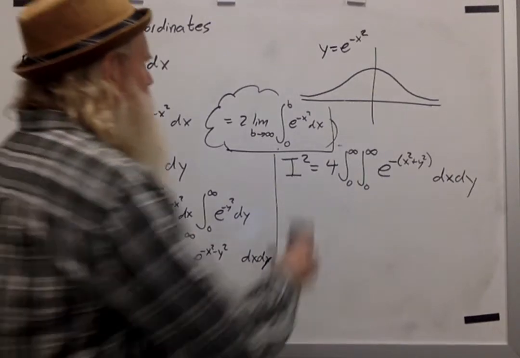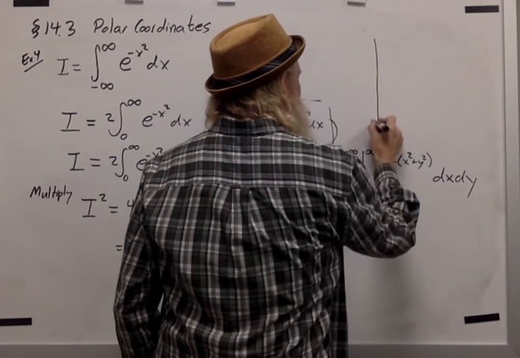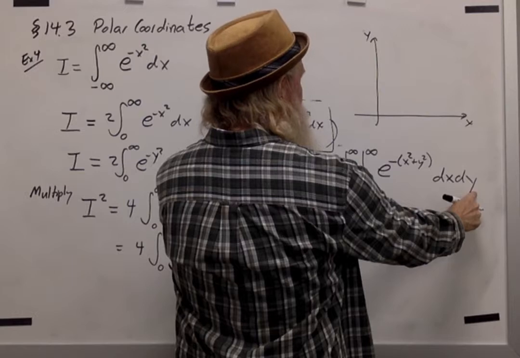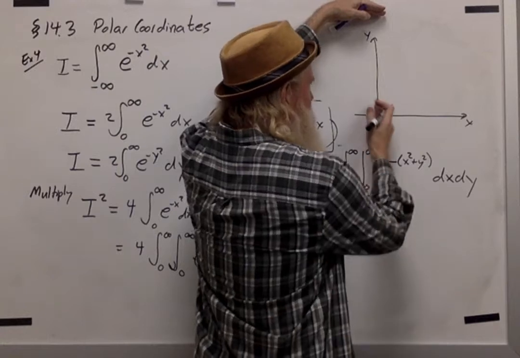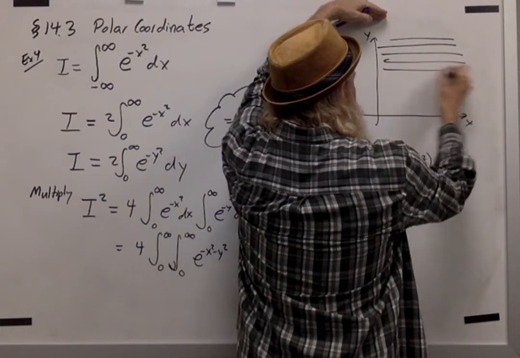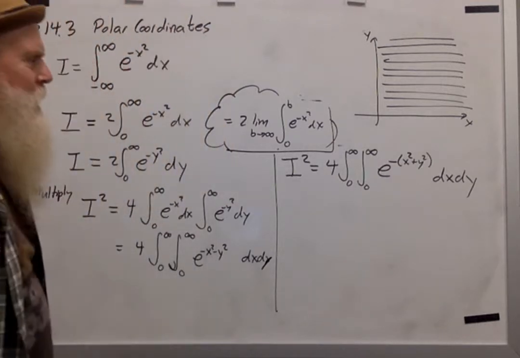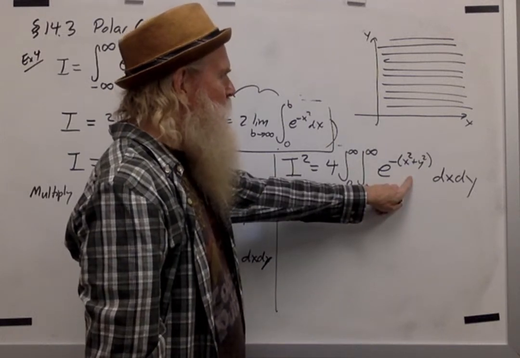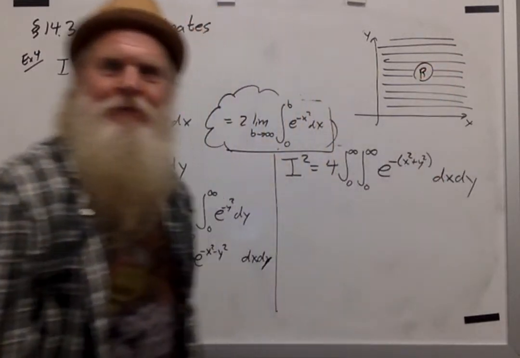Now what region am I integrating over in the xy plane? Well, y is going from 0 to infinity, so I'm staying above the x-axis. And x is going from 0 to infinity, so I'm staying to the right of the y-axis. So that means that, thinking about this now as a double integral, I squared is equal to 4 times the double integral of e to the negative x squared plus y squared over this region R, where R is the first quadrant. Interesting.